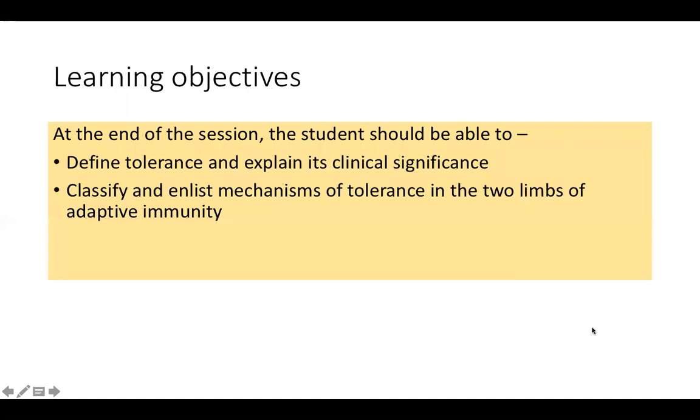So the learning objectives are that at the end of this session, you should be able to define what tolerance is and explain how it is important medically. You should be able to enlist the various mechanisms and classify them, that is, the various mechanisms of tolerance in the two limbs of the adaptive immune response.